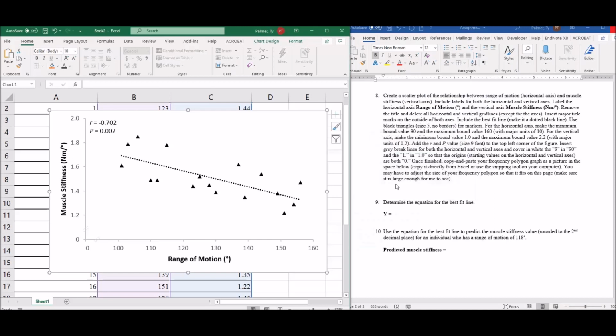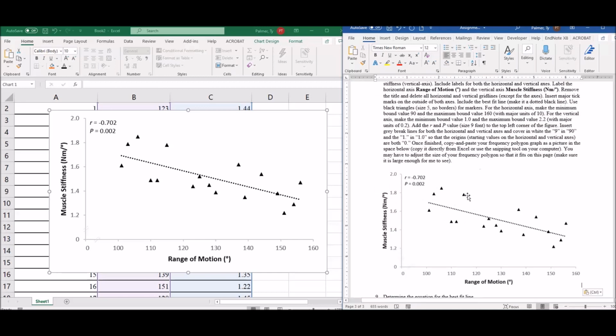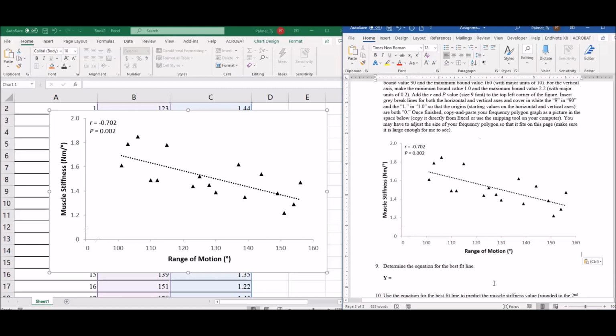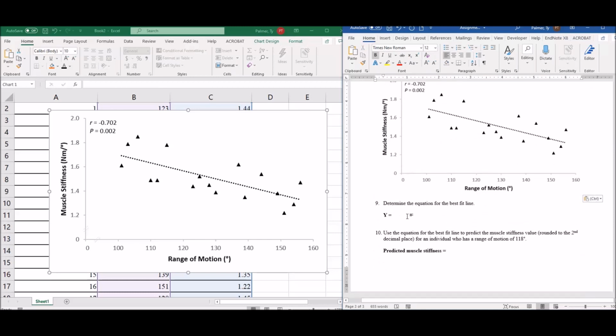You can minimize all these windows, and then you can insert your graph here under the space provided. Again, you can right click, click on paste options, and that pastes it there for you as a picture. Great, awesome. And again, if you need to, you can adjust the size of this. Just make sure it's large enough for me to see. Okay, cool. So last couple questions here.